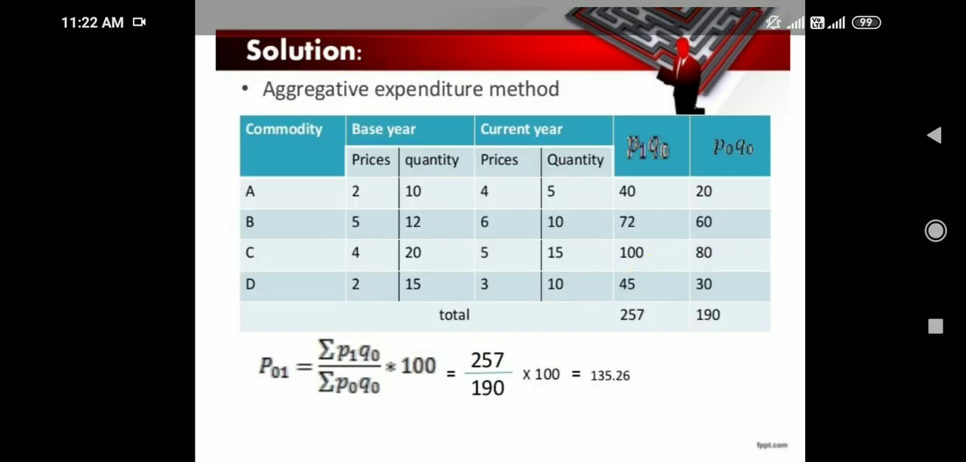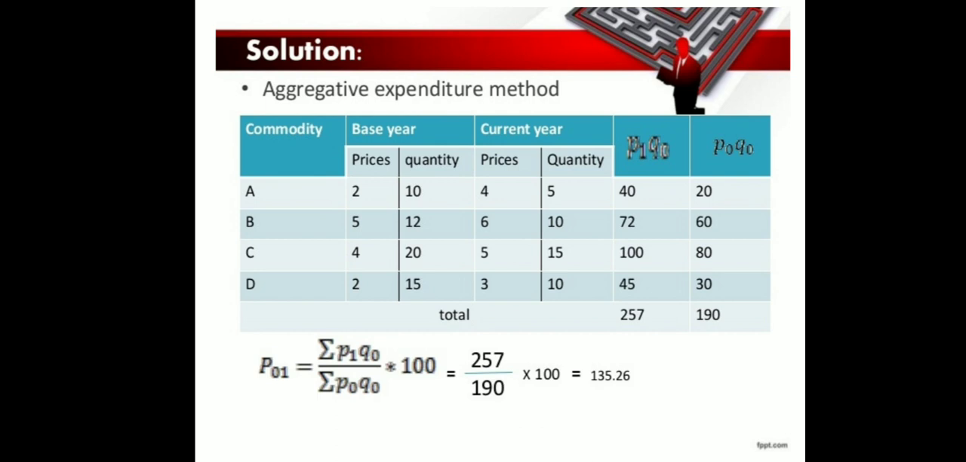Now, by the expenditure method, the commodity and base year are taken, and the current year is P1 Q1. So P0 Q0 is 10 into 4, that is equal to 40. 12 into 6 is 72. Similarly, 20 into 5 equals 100. Similarly, get the P1 Q0 and P0 Q0. P0 and Q0 mean the price and quantities of the base year.